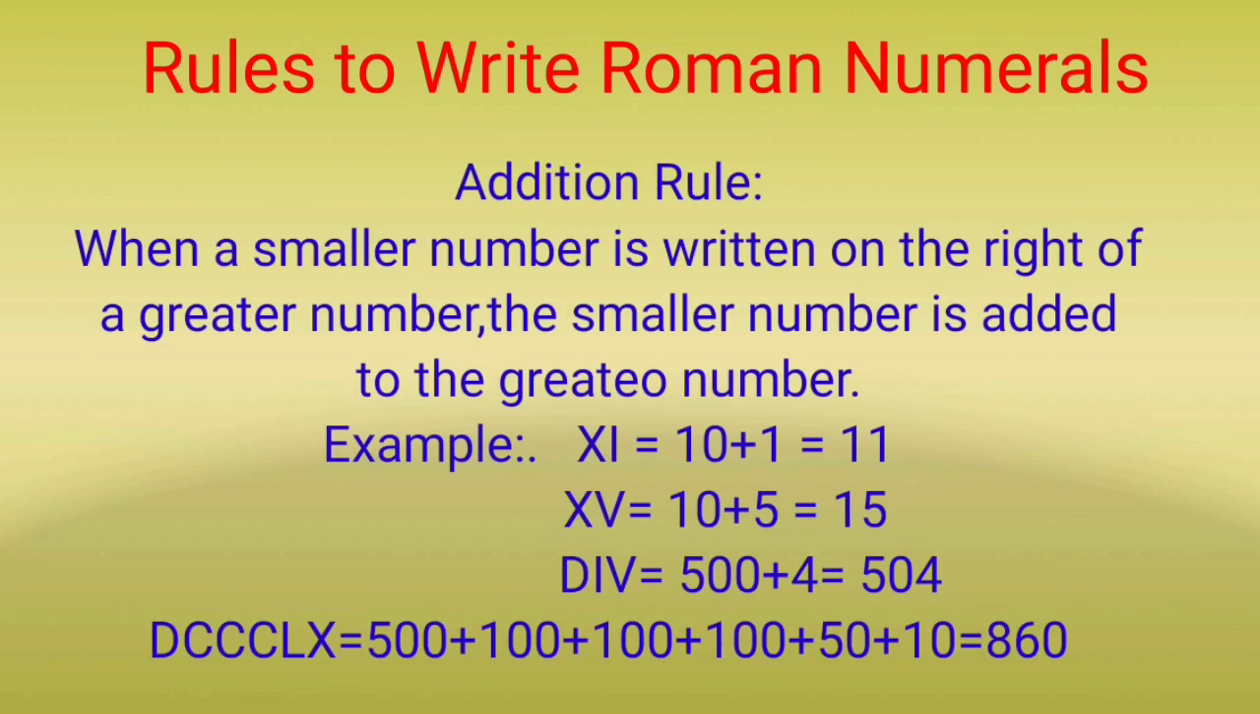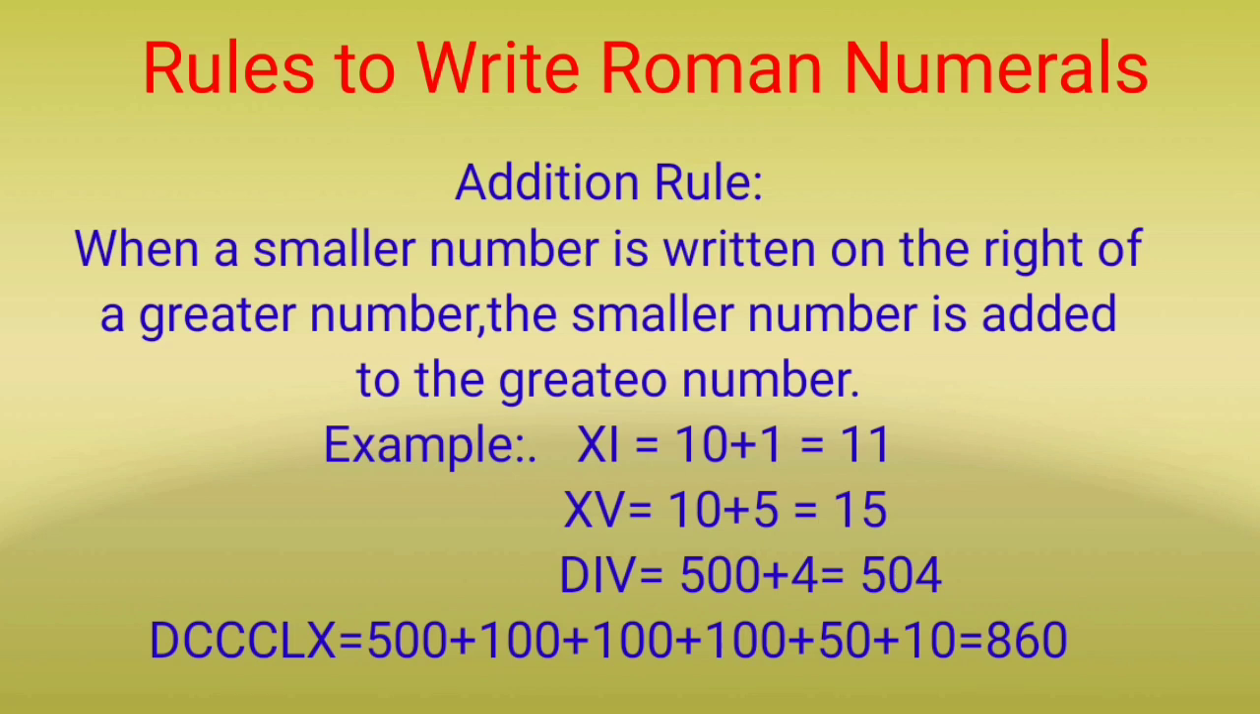Now the second rule, the addition rule. This rule can also be understood by an example. See the example, XI. You know that X stands for 10 and I stands for 1. Here you can see that the smaller number is written on the right side of a greater number. In that condition, both the numbers are going to be added. So 10 plus 1, that is 11. So XI stands for 11.